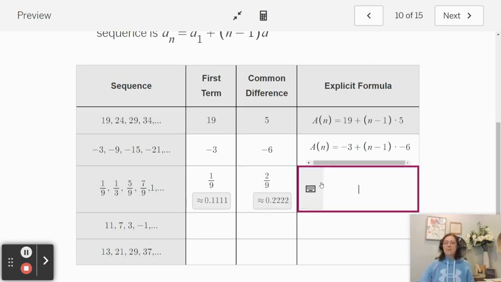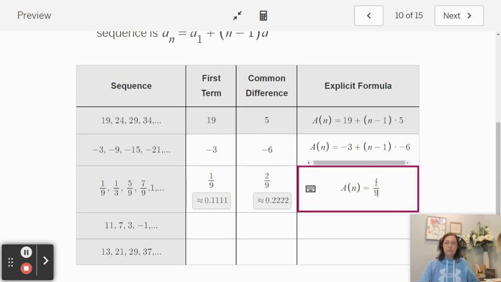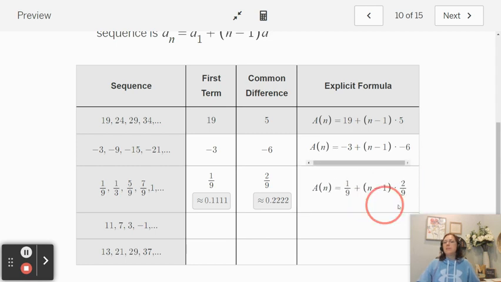Let's write our formula. A of n equals first term, that's my 1/9, plus my parentheses, n minus 1, times my 2/9, common difference.